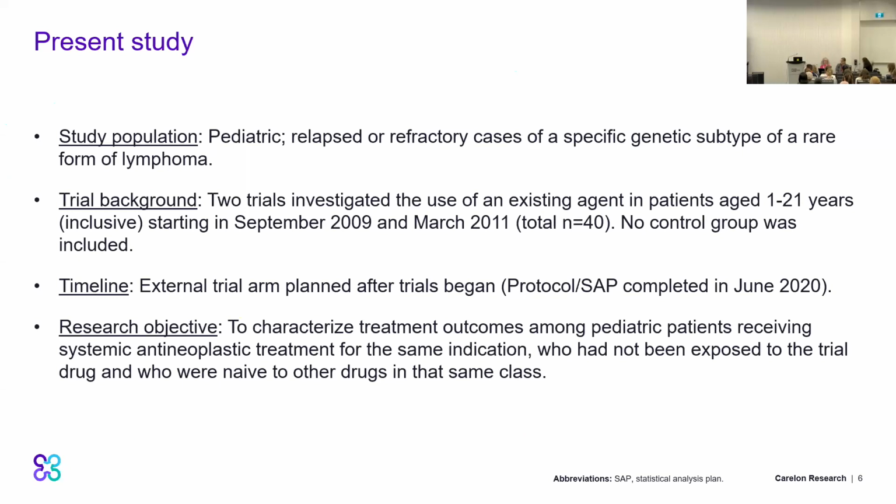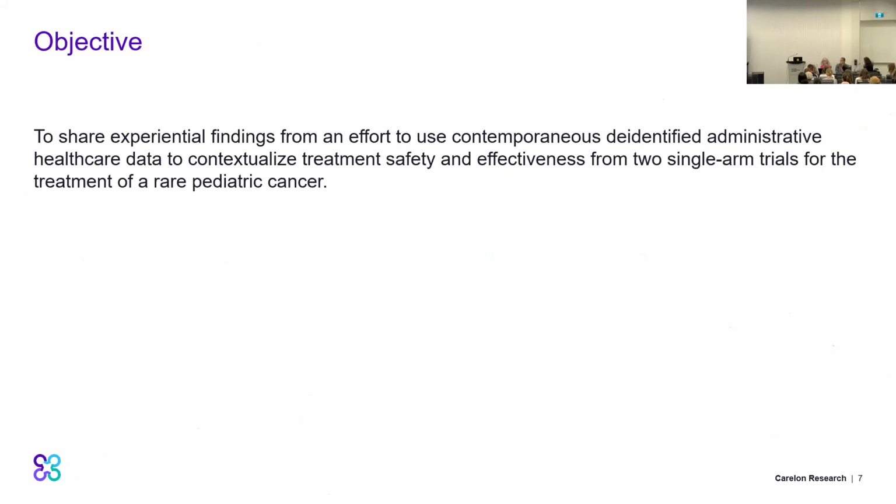The purpose of our external control arm was to characterize the outcomes in those patients who were qualified to be in the trial but were not in it. And we actually looked at contemporaneous patients, so we were looking at real world data that went back to the time of the actual trials. Unfortunately, however, we were not able to complete the study due to lack of eligible patients, as you will see. So the objective of this presentation is to describe the process that we went through in constructing the protocol and identifying the patients and all of the things that we learned during that endeavor.